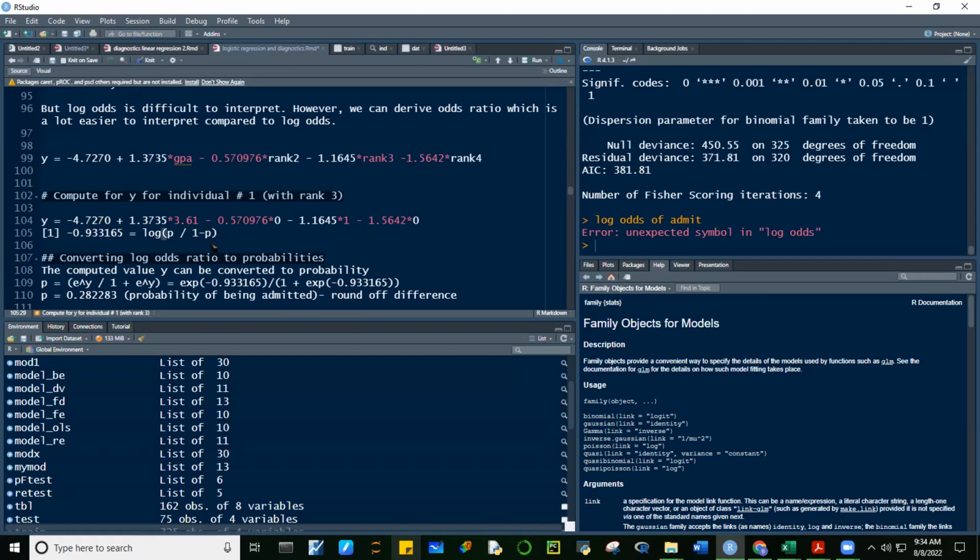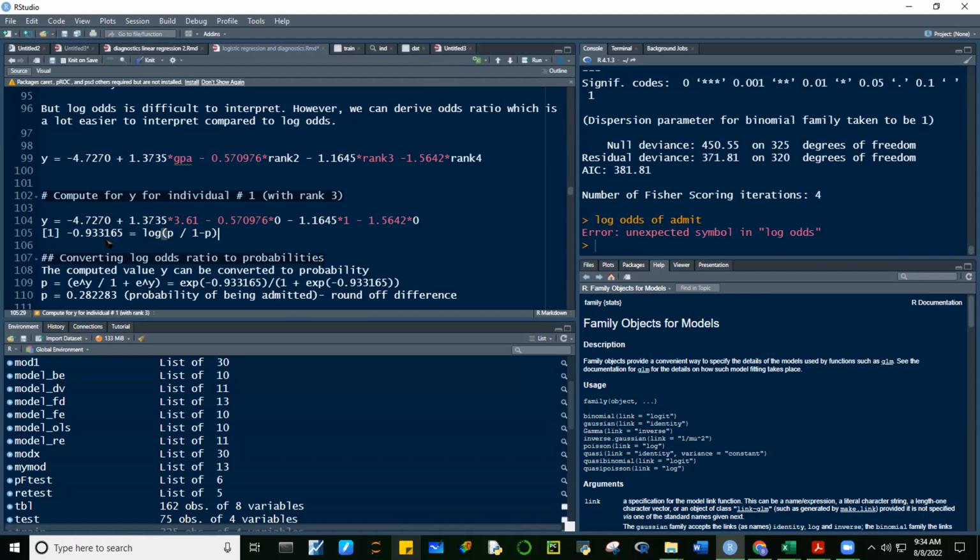Ngayon, ang gagawin natin, kasi gusto natin malaman yung probability. What's the probability that the person, number 1, will be accepted? And how will you know that? We solve for P. Kasi ito negative 0.933, that's your log odds. So what's the log odds ratio of observation number 1 being accepted? Negative 0.93. But how do you interpret that? Ang gusto natin malaman, ano yung probability na matatanggap siya? Hindi yung log odds ratio na matatanggap siya.